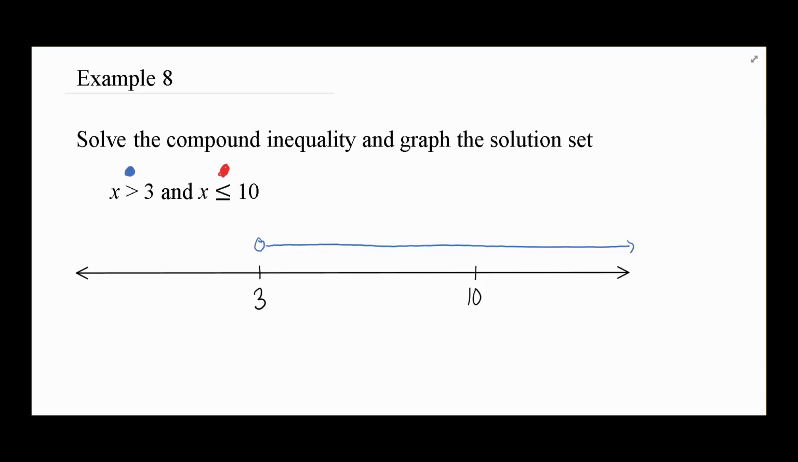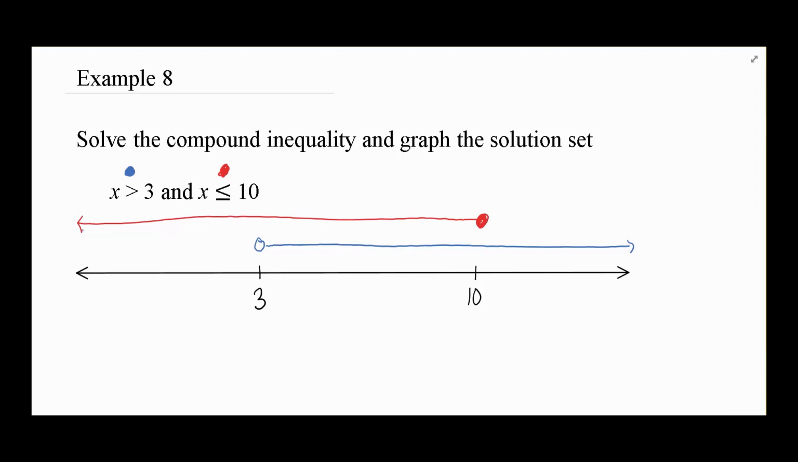Then I also have x is less than or equal to 10, and I'm using red for this. So since I'm allowing equality to 10, I'm going to use the closed circle to say I'm including that. And less than means everything to the left of it. So this is my scratch work.